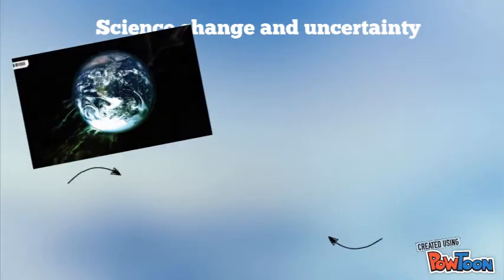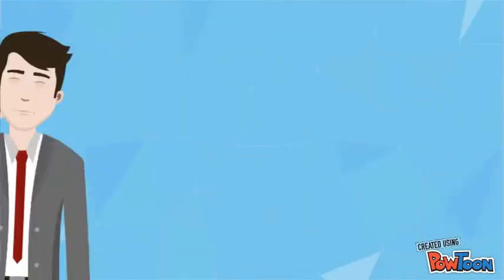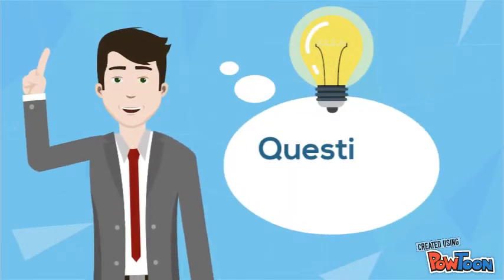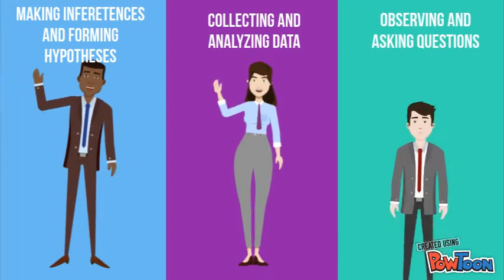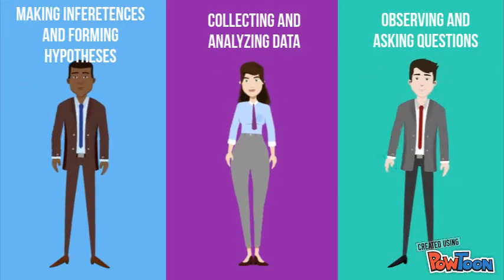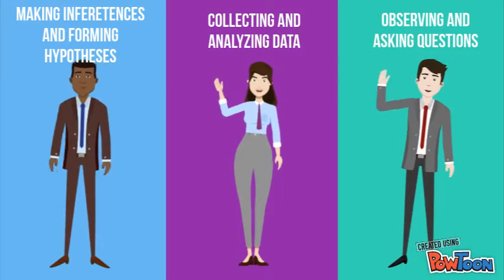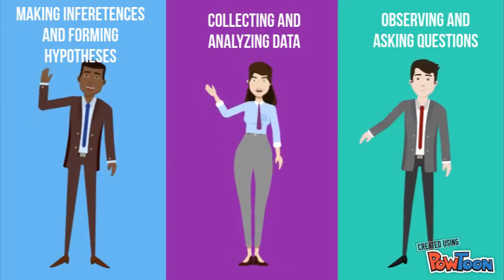Science, change, and uncertainty. Science is for understanding what we don't know, but science is always changing. And when we find an answer, we have more questions about it. Science methodology involves observing and asking questions, making inferences and forming hypotheses, conducting controlled experiments, collecting and analyzing data, and drawing conclusions.